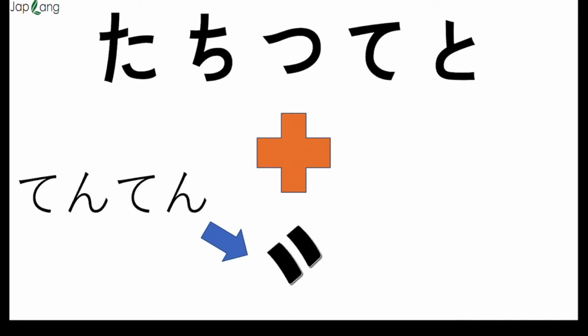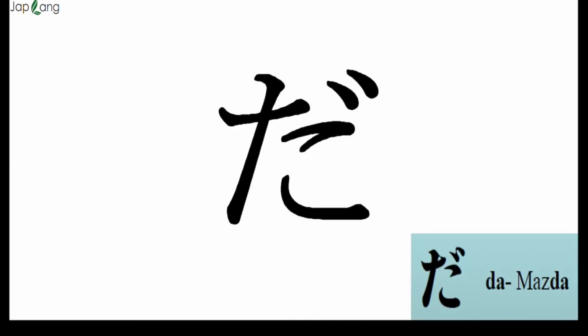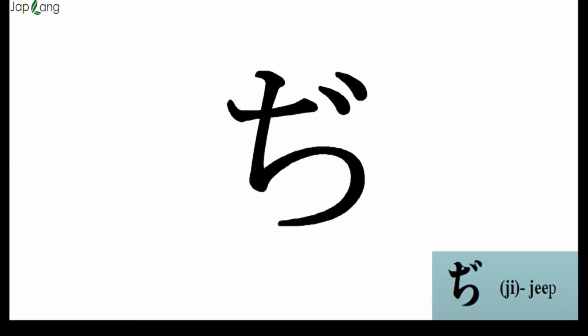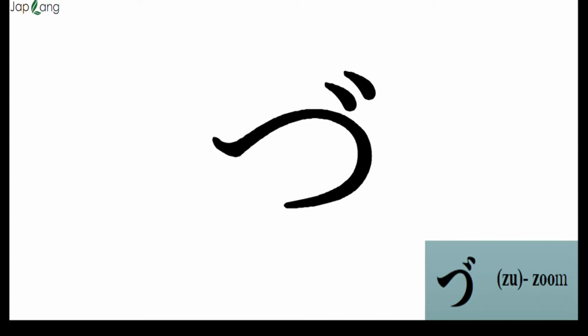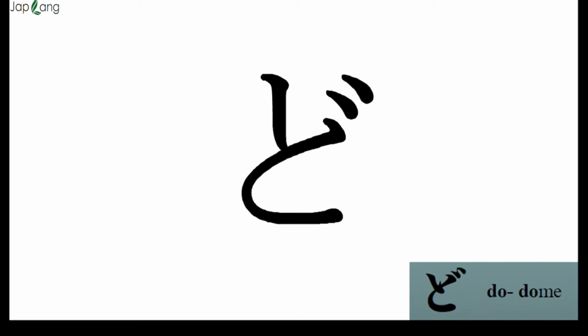We move to the next. This is ta, chi, tsu, te, to, and if you put two slashes above this hiragana, ta becomes da, and then ji, zu, de, do. So this is da, ji as in jeep, zu as in zoom, te becomes de, that's den, and to becomes do as in dome.